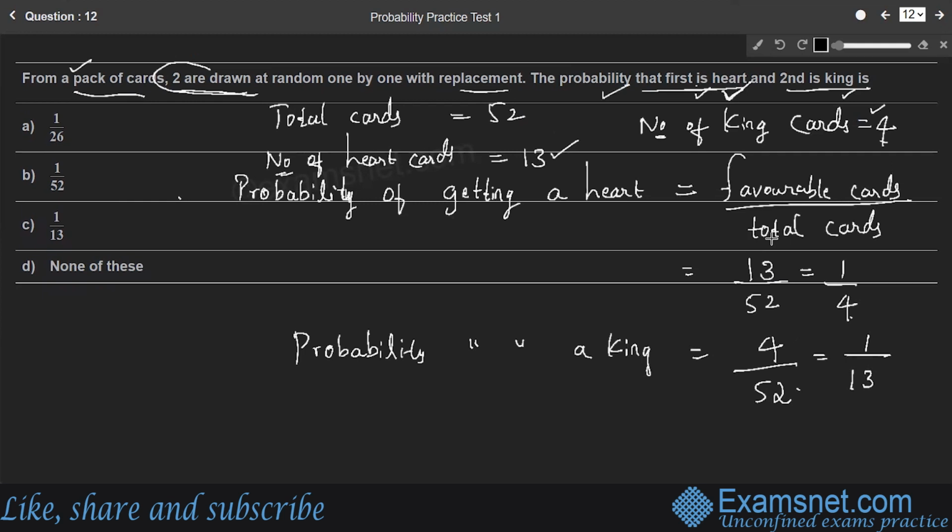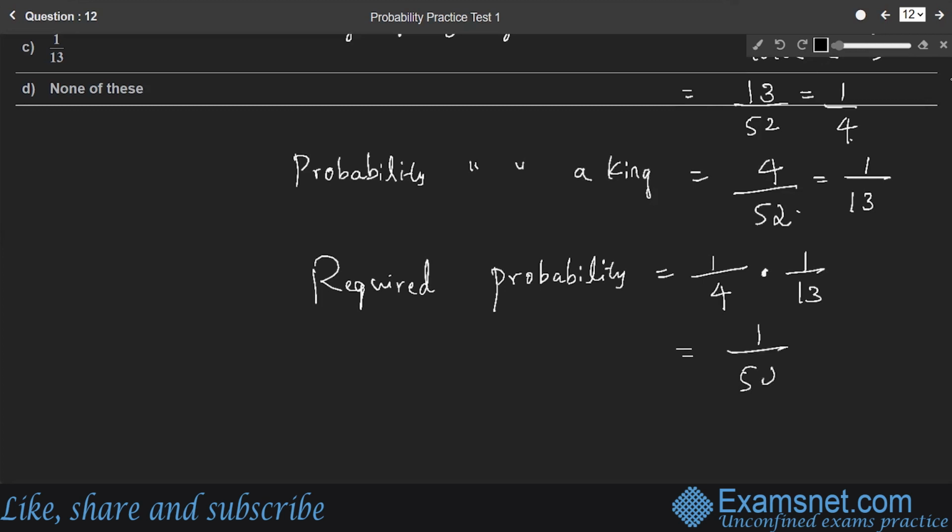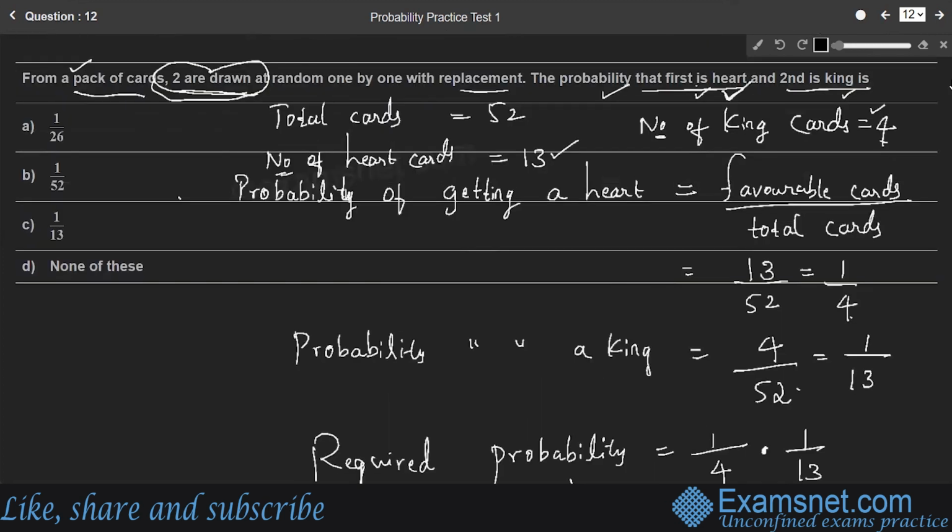Therefore, the probability that the first is a heart and the second is a king: because we are going to draw 2 cards here, the required probability is equal to the probability of getting a heart, 1 by 4, into the probability of getting a king, 1 by 13. Therefore, it is 1 by 52. 13 into 4 is 52. So, therefore, option B is the right answer.